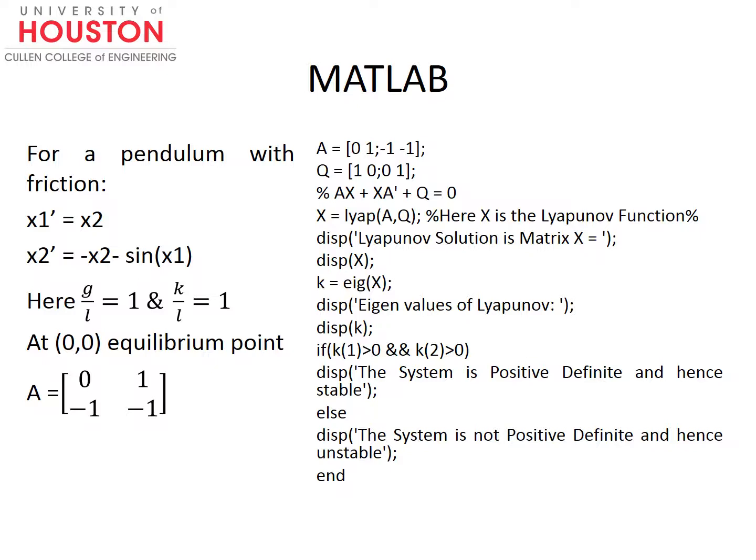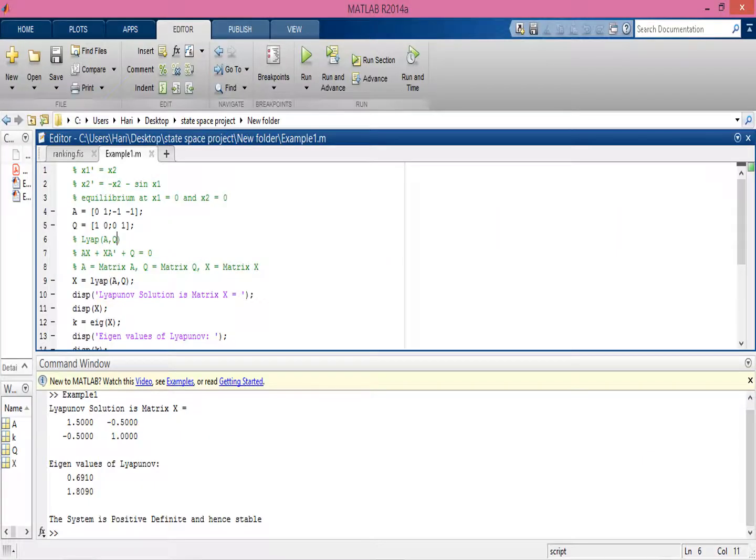Using the if-else condition along with the relational operator, we will see whether the system is stable or not. For the above system with equilibrium point at origin, we get the Lyapunov solutions and its eigenvalues. From it, we can infer that the system is positive definite and hence stable. The above method is very popular because it is easy to apply and it works well for most systems. All we need to do is to be able to evaluate partial derivatives.